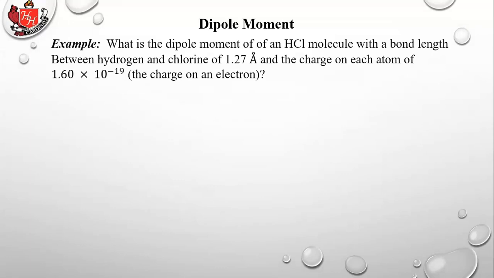So example, what is the dipole moment of an HCl hydrochloric acid molecule with a bond length between hydrogen and chlorine of 1.27 angstrom and a charge on each atom of 1.60 times 10 to the minus 19th? Okay, so that last number is a number we encountered earlier, but you're not expected to have it memorized. It's the charge on an electron or the charge on a proton. Could be either one. They have the same charge.